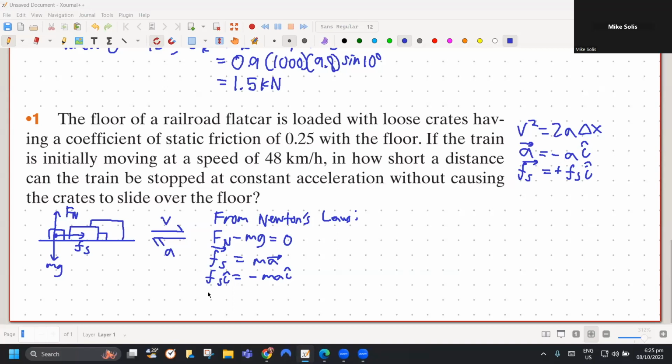Think about it. What is slowing the crate down? The friction. So friction is pushing in what direction? In the opposite direction of the acceleration. Why the opposite direction? Because it's slowing it down. The crate is moving forward, so the friction must be pushing backwards. So the direction of friction you assumed is apparently false.